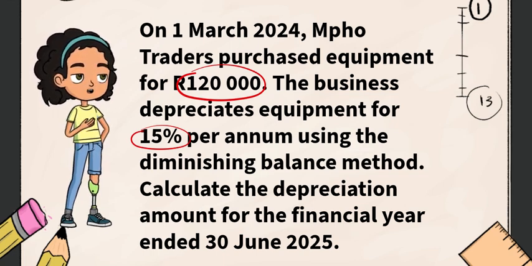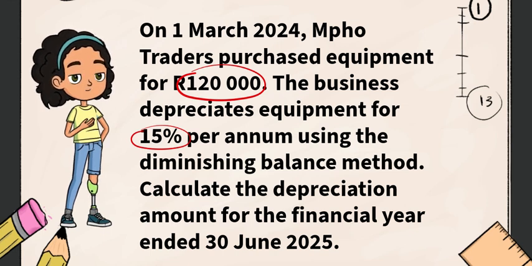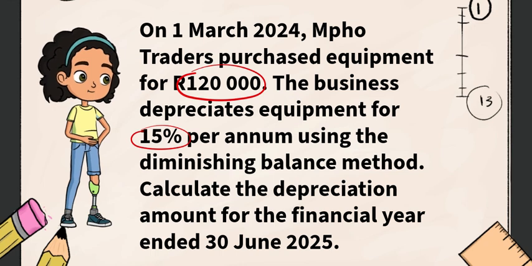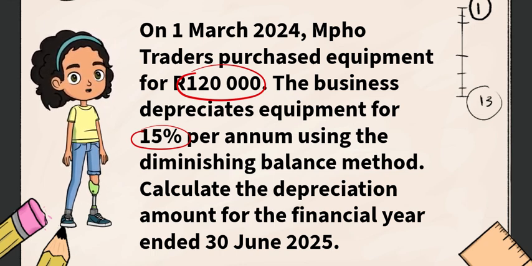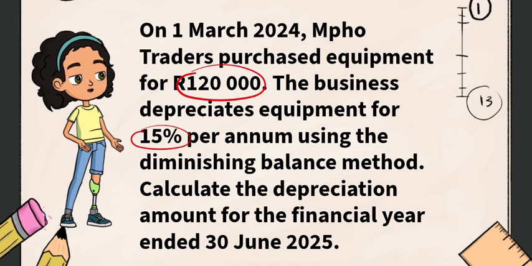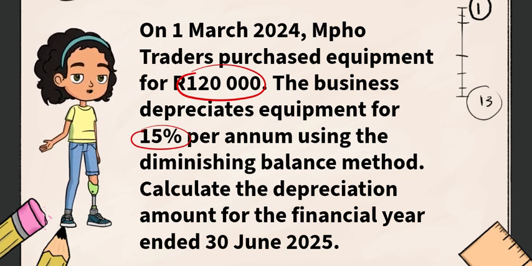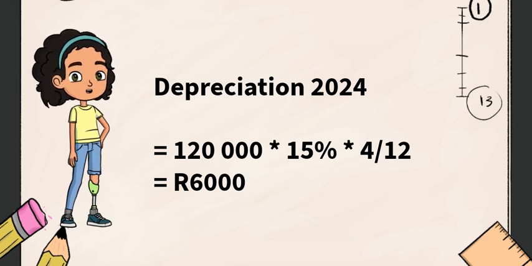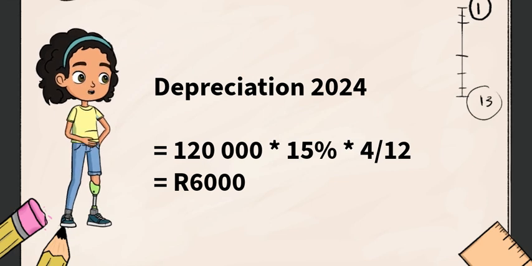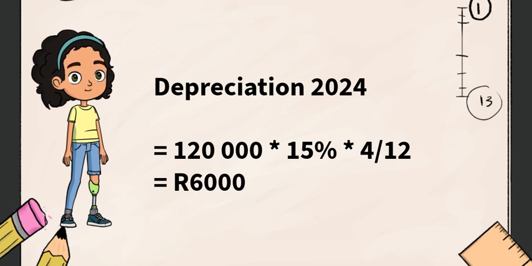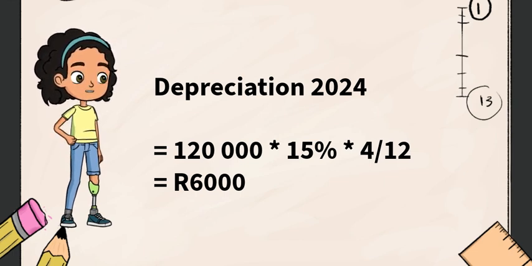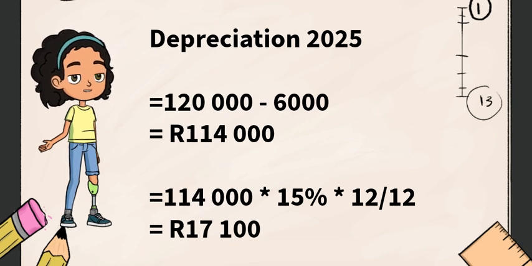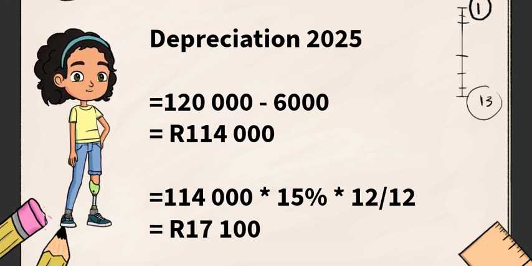So, we'll start off by calculating the accumulated depreciation for the 2024 financial period. Before we start with our calculation, we need to identify when the financial year starts and when it ends. The financial year started on the 1st of July 2023 and ended on the 30th of June 2024, meaning that we had purchased goods for 4 months. So now, to calculate the depreciation for the financial year ended 2024, we take the 120,000 multiplied by the 15% and multiplied by 4 over 12, as we only had the equipment for 4 months, which gives us a depreciation amount of 6,000.